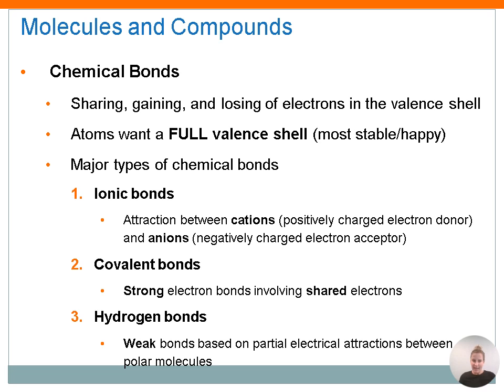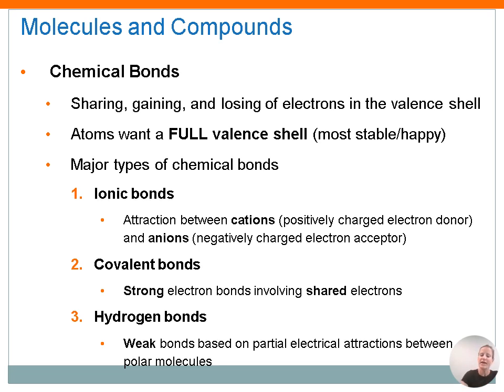So first, an ionic bond. An ionic bond occurs when there's an attraction between two ions. An ion is just a charged atom. So you have two atoms that have a charge. They're no longer neutral. They have a charge, and they're held together with those charges. So this happens when there's an attraction between a cation, which is an atom that's positively charged, and an anion, which is an atom that has a negative charge.